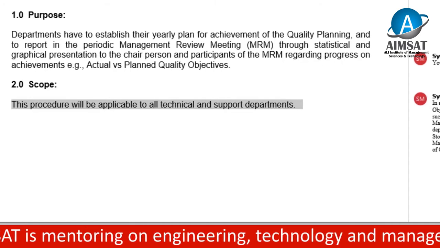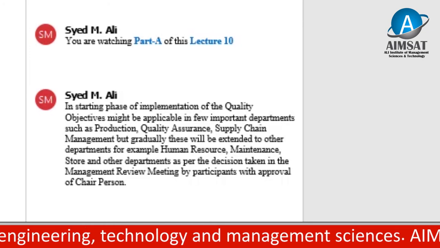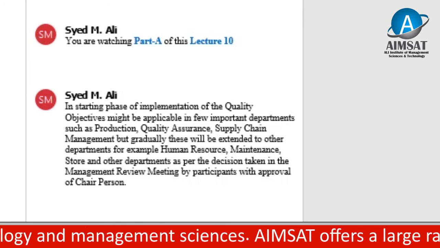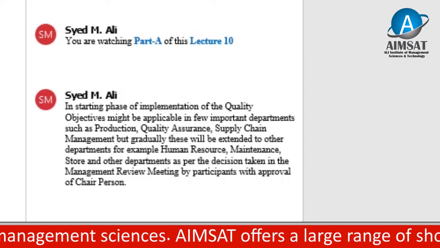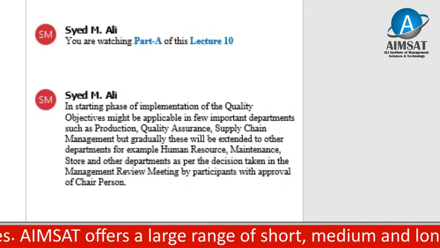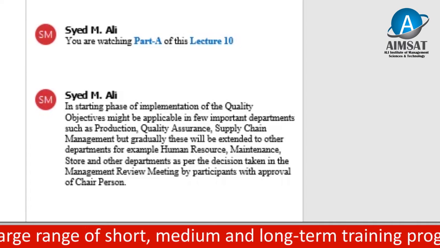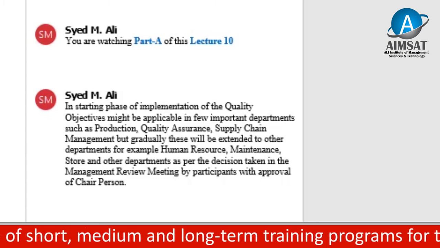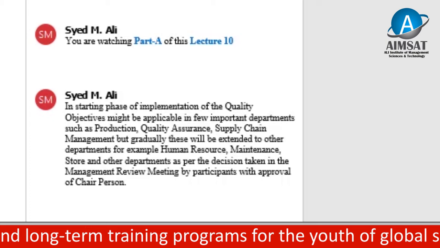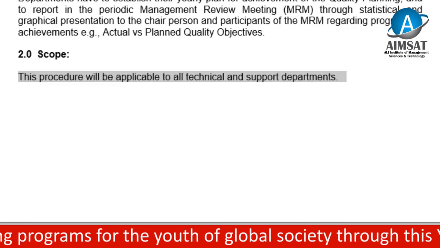Scope: this procedure will be applicable to all technical and support departments. In the starting phase, implementation of quality objectives might be applicable in a few important departments such as production, quality assurance, supply chain management, but gradually these will be extended to other departments, for example human resources, maintenance, store department, as per the decision taken in the management review meeting by participants with approval of the chairperson.